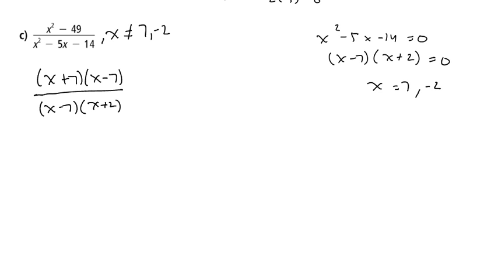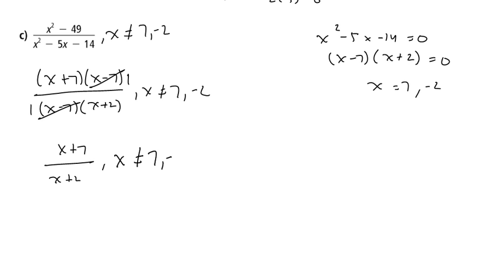Okay. Notice that we can only cancel stuff out, reduce stuff top and bottom, if things are multiplied together. So in this case, we've got x plus 7 times x minus 7, and x minus 7 times x plus 2 on the bottom. And because x can't equal 7, x minus 7 over x minus 7 is the same as 1 over 1. So our reduced form is x plus 7 over x plus 2, and we actually don't need those brackets there, knowing still that x can't be 7 or negative 2.